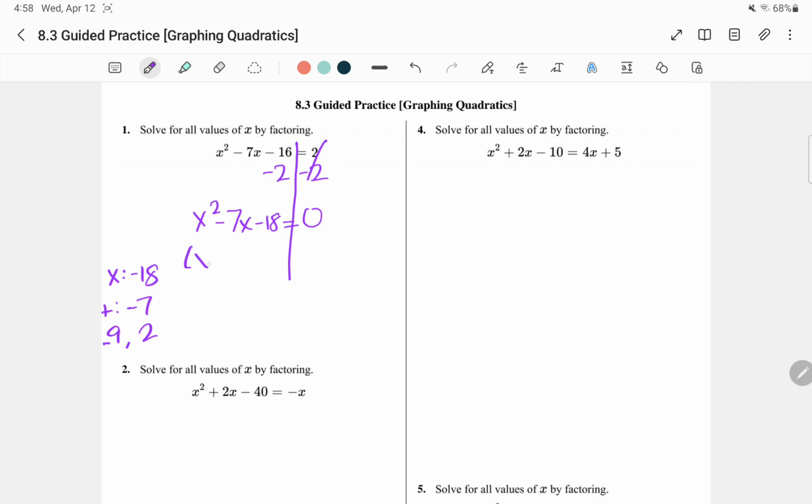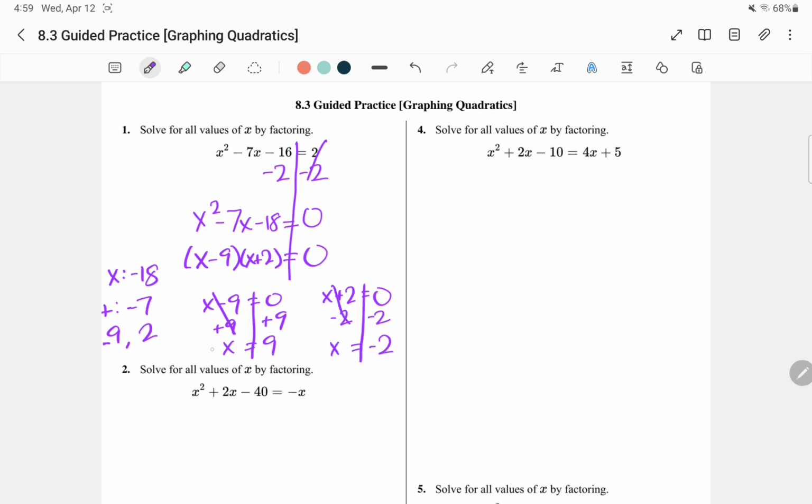So I'm going to go ahead and put that in the parentheses. X minus 9, x plus 2 equals 0. I break it up into the two equations. And I add 9 to get x is 9. And I subtract 2 to get negative 2. So my answer is x equals 9 and x equals negative 2.